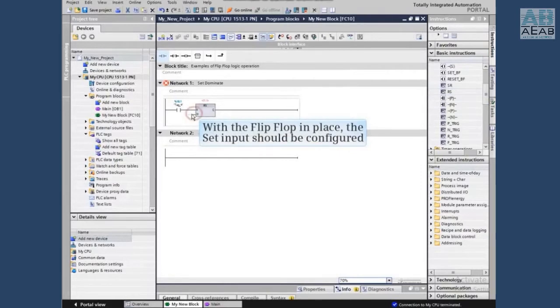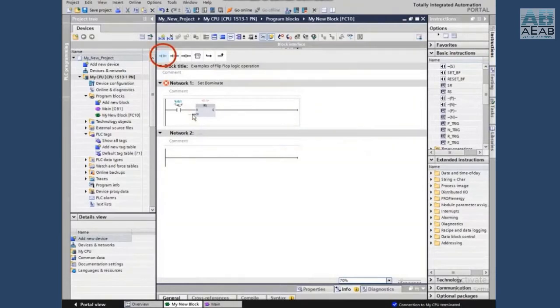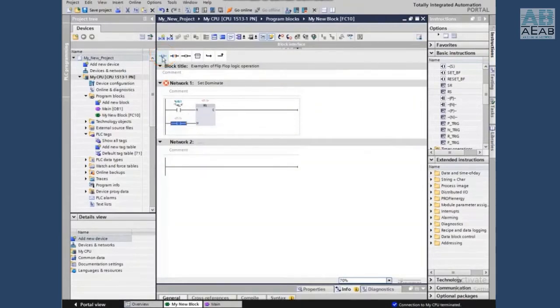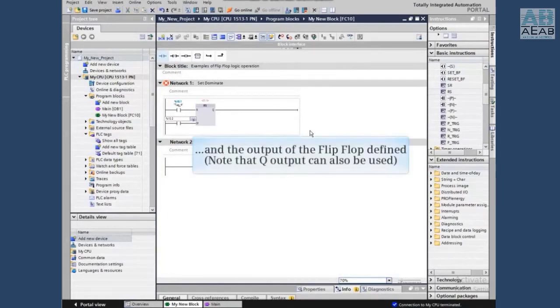With the flip-flop in place, the set input should be configured. And the output of the flip-flop is defined. Note that the Q can also be used for the output of the element.